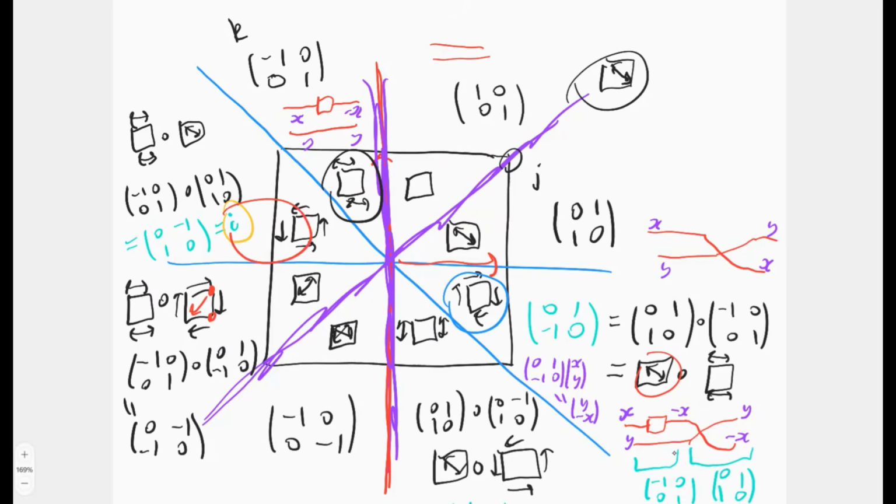What about this one over here? So this is a similar story. We want to do this left-right flip after this J. So in terms of the diagrams, we want to be drawing it the other way around. So first we do J, and then we do K. That's what it is.